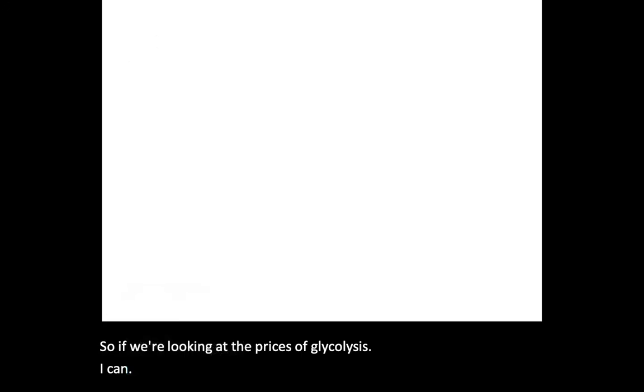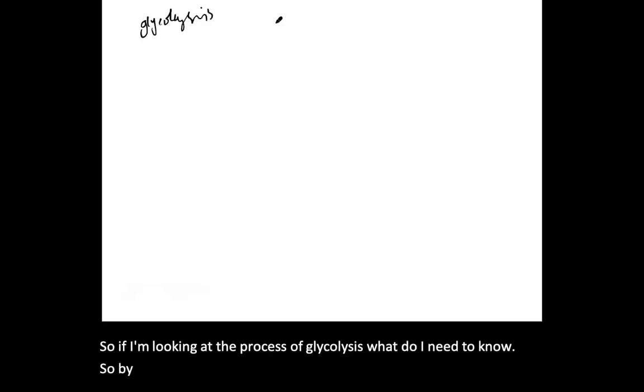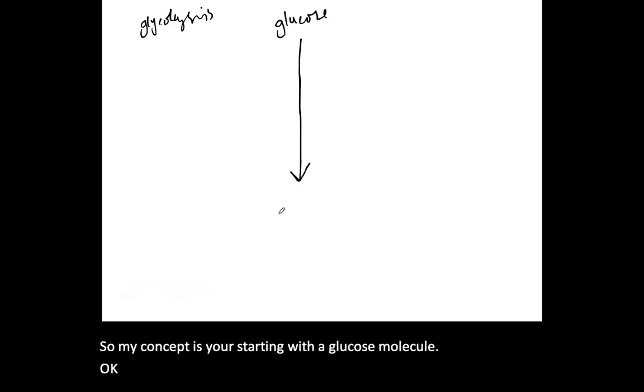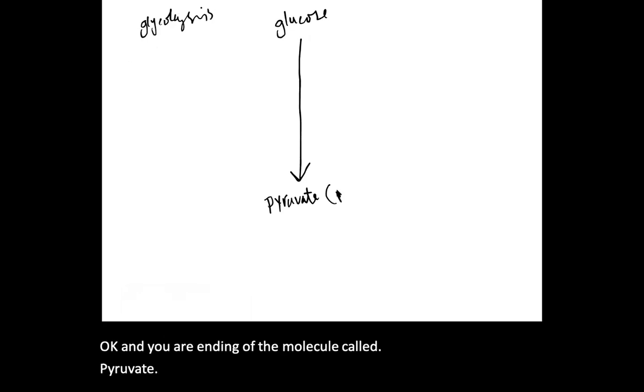So if I'm looking at the process of glycolysis, what do I need to know? So glycolysis is you're starting with a glucose molecule, okay? And you are ending up with a molecule called pyruvate or pyruvic acid.